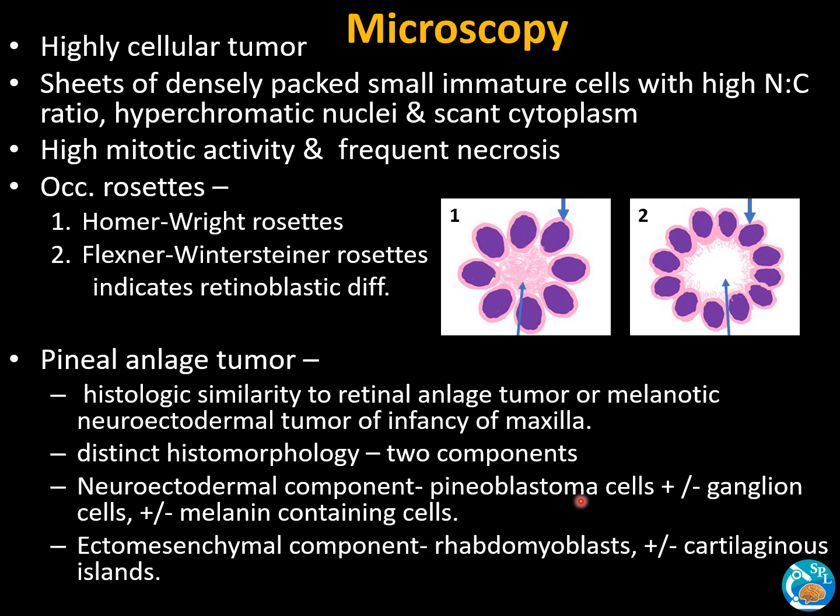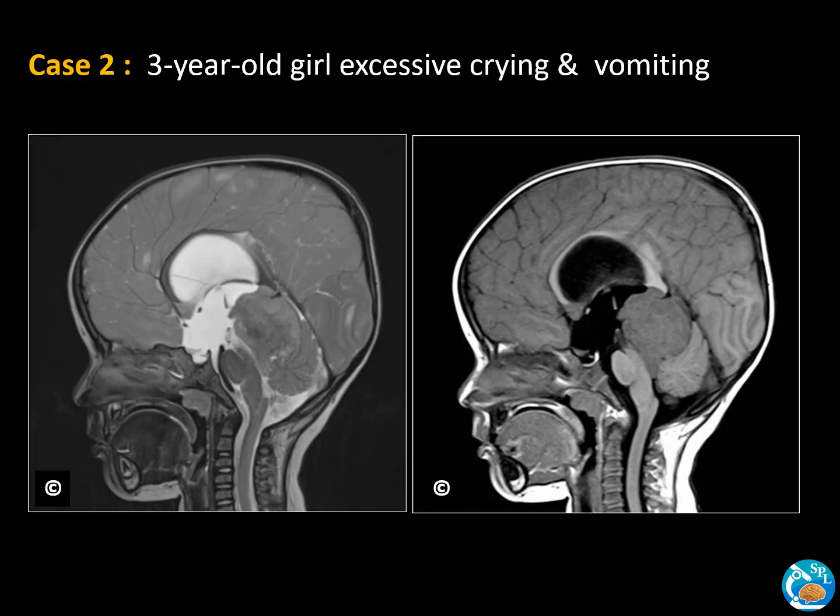That is the neuroectodermal component, which is similar to the sheets of small round cells found in the pineoblastoma, with or without ganglion cell component, and with or without melanin pigment within the cells. And second is the ectomesenchymal component, which contains rhabdomyoblasts, with or without cartilaginous islands.